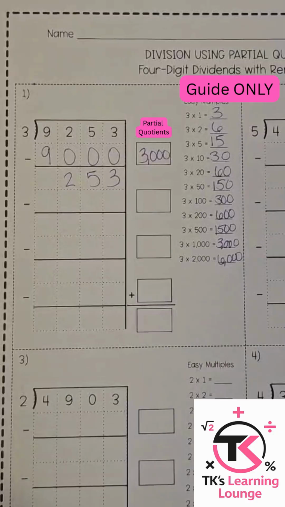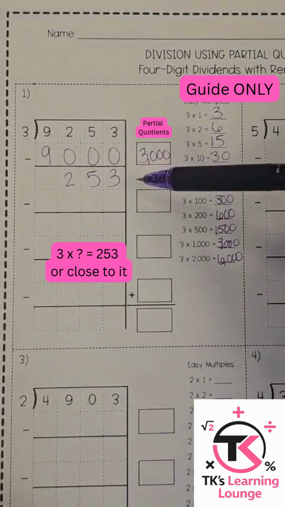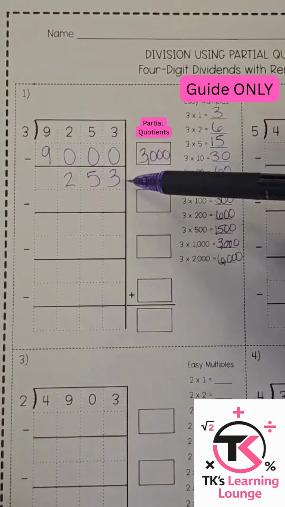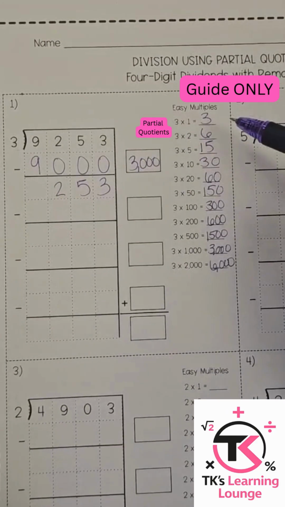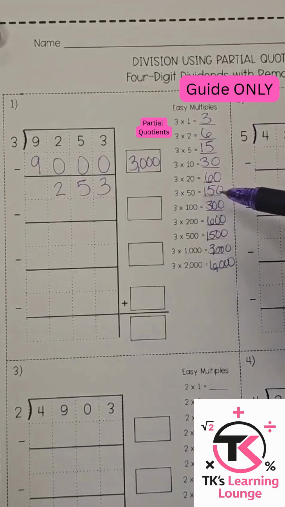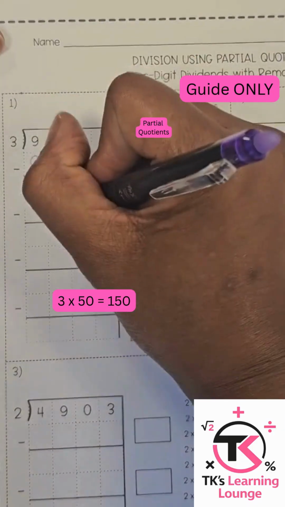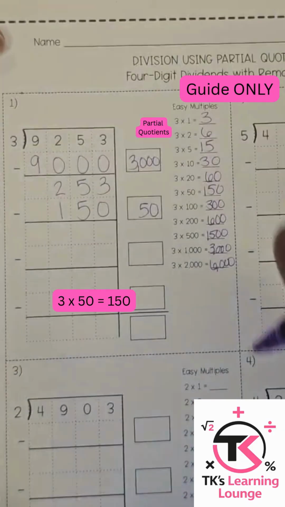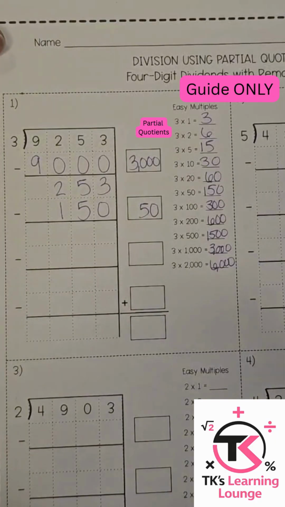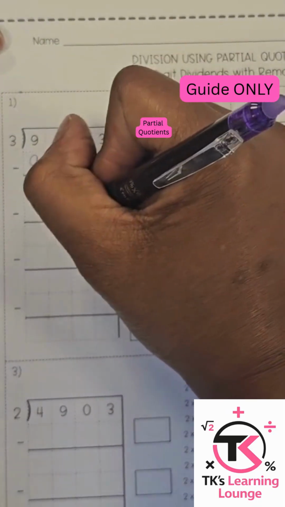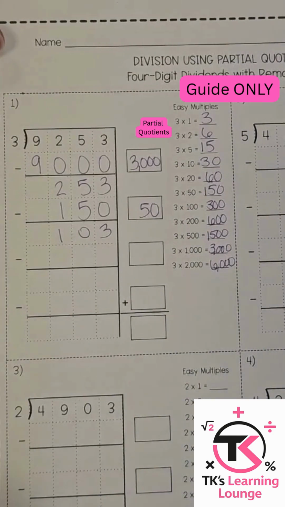So now I'm going to repeat the process again, but now I'm looking at what can get me the closest to 253, meaning what can I multiply 3 by in order to get close to 253 without going over. So I'm going to look at my easy multiples and I notice that I have 3 times 50 equals 150. That's pretty close. So I'm going to use that. So 50 goes here as a partial quotient. 150 goes here. And I'm going to subtract 253 minus 150. That's going to leave me with 103.